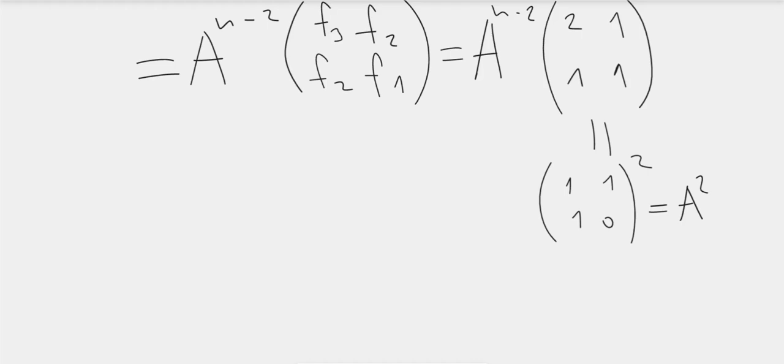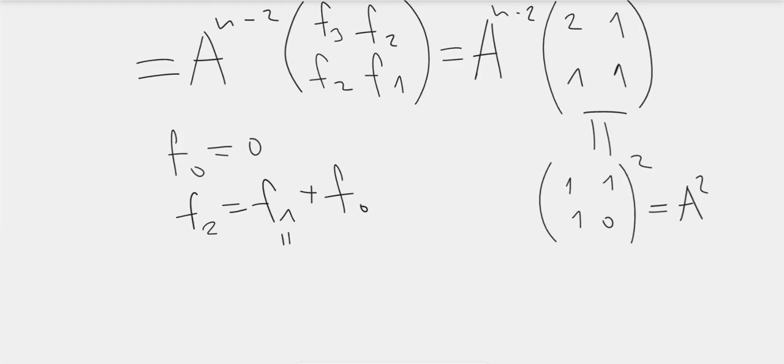You can verify directly that when we square this matrix we would get this, but another way to see it is to introduce F0. When we introduce F0 equal to 0, we observe that it also satisfies the recurrent formula. F2 is equal to F1 plus F0. So this is equal to 1, this is equal to 1, and this is equal to 0. So this also satisfies the recurrent formula.